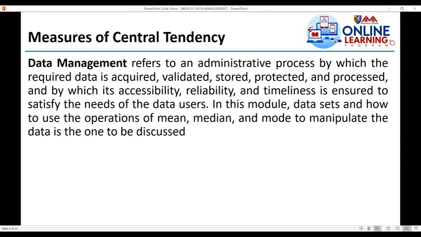Data management refers to an administrative process by which the required data is acquired, validated, stored, protected, and processed, and by which its accessibility, reliability, and timeliness is ensured to satisfy the needs of the data users. In this module, data sets and how to use the operations of mean, median, and mode to manipulate the data are to be discussed.